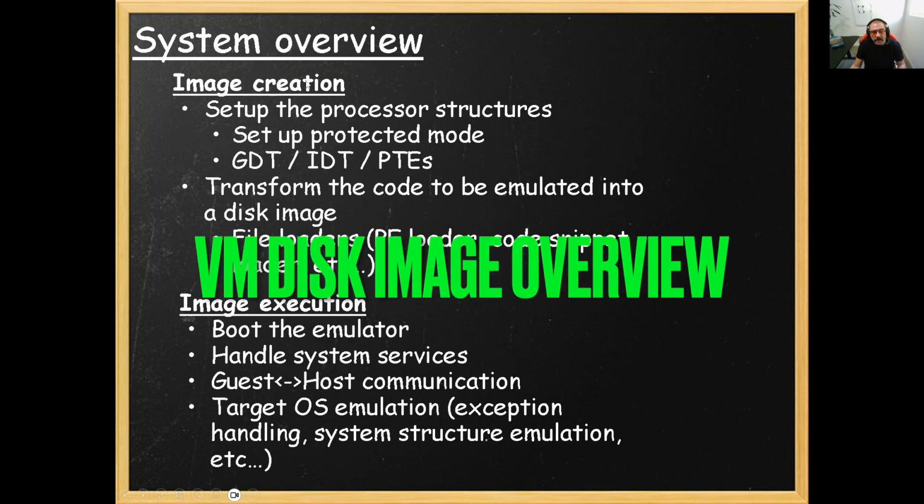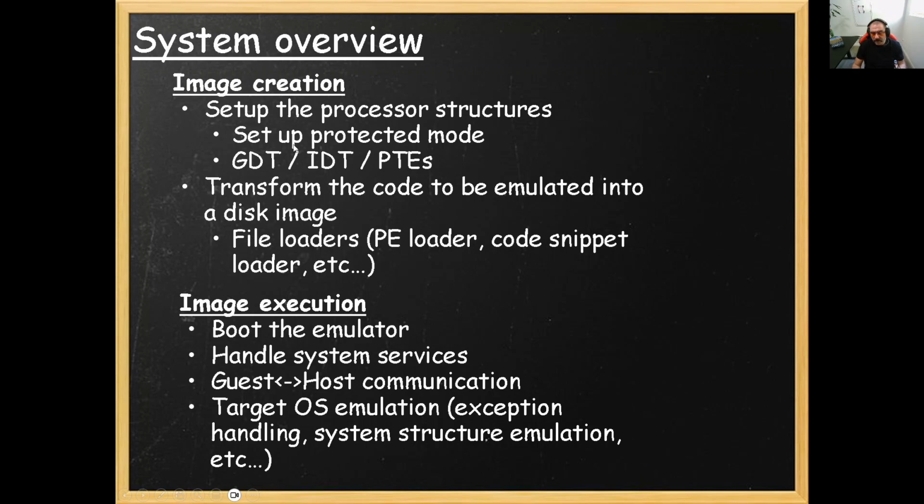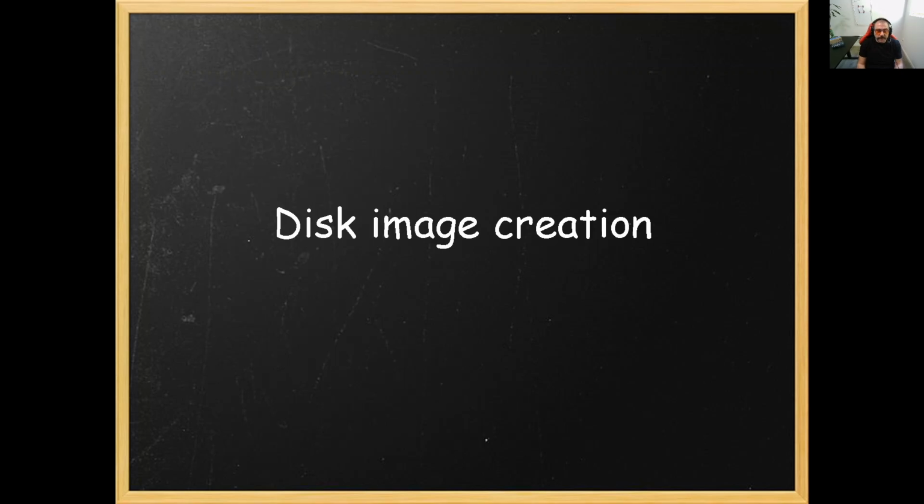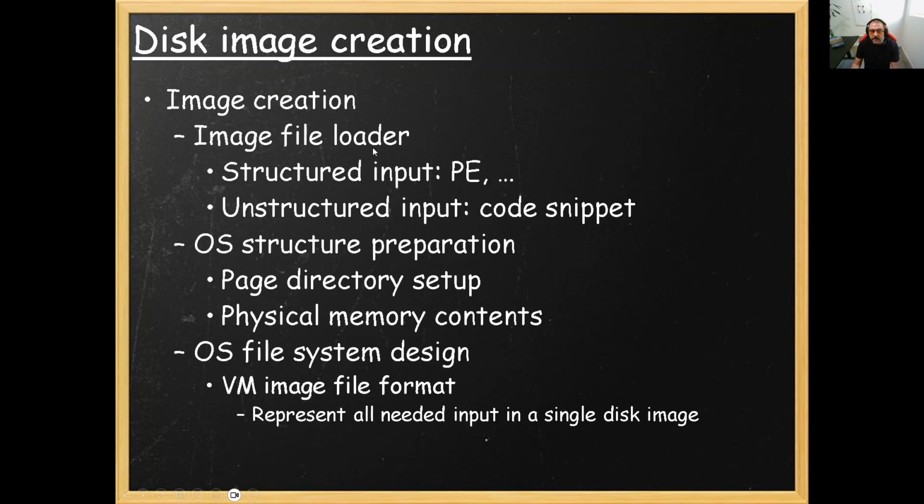So when we create a disk image that we are booting using Bochs, we have to put a bunch of things to make that disk image viable. We have to have a master boot record that, when it executes, will set up the GDT and IDT and page table entries. It will switch to protected mode and do all the necessary things to make this image viable. And the disk image creation starts from something. It could be the PE file or the database itself.